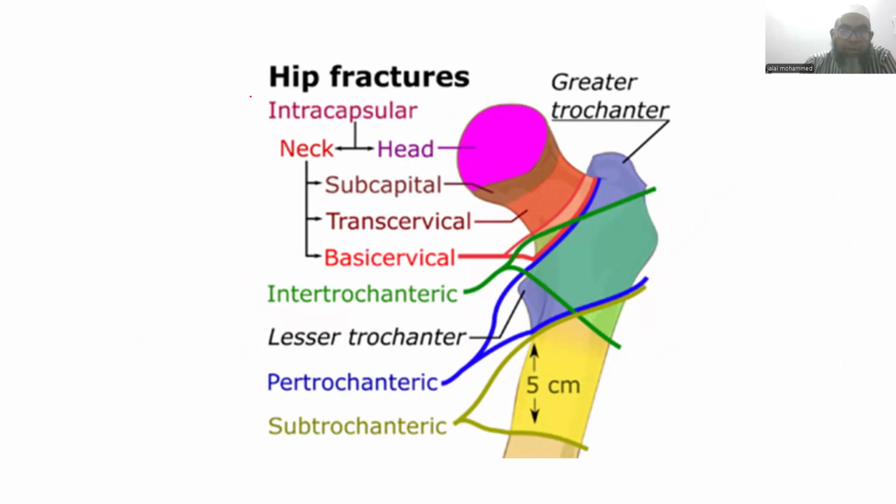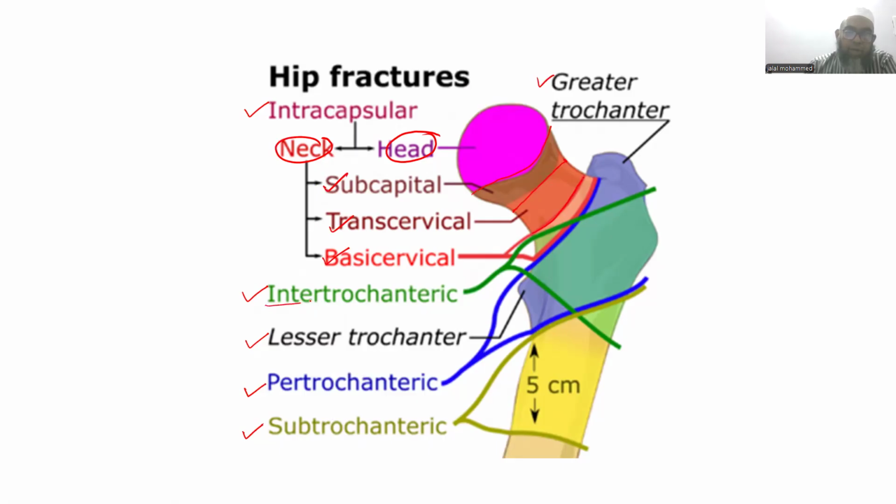Again, this is the same thing which I explained before: hip fractures. We can classify hip fractures into intracapsular, intertrochanteric, then individually lesser trochanter or greater trochanter involvement, or peritrochanteric, and lastly subtrochanteric. Intracapsular includes head and neck. Along the neck, we can have a fracture just below the head, called subcapital, or from this part of the neck to this part of the neck, called transcervical, or at the base of the neck of the femur, called basicervical.